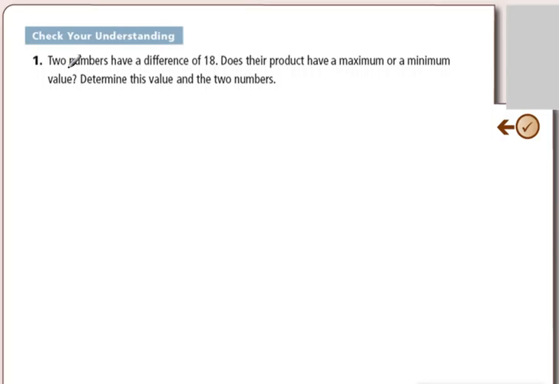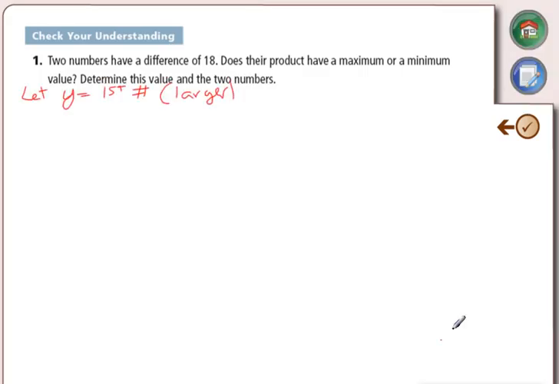Let's look at it. First thing, got to define your variables. So let's use X and Y. So let's use Y to be the first number. And I'm actually going to choose the first number to be the larger of the 2 numbers. And then I'm going to let X be the second number, the smaller number. So how am I going to write that then? If the 2 numbers have a difference of 18, that means the larger number minus the smaller number equals 18.